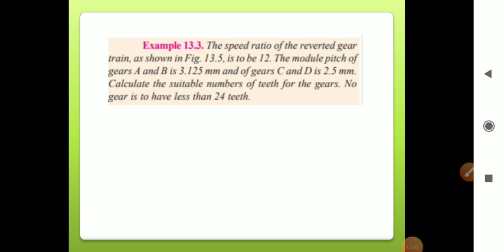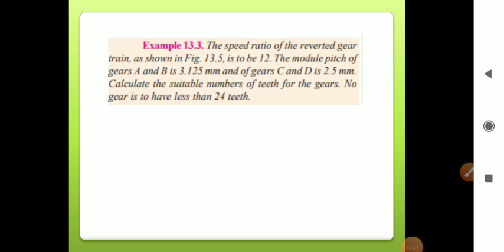Now we are going to see one problem based on this reverted gear train. I will read the problem. The speed ratio of the reverted gear train as shown in figure 13.5 is to be 12. That means the speed ratio is given. The module pitch of gears A and B is 3.125 mm and of gears C and D is 2.5 mm. That means the module is also given. Calculate the suitable number of teeth for the gears. No gear is to have less than 24 teeth.